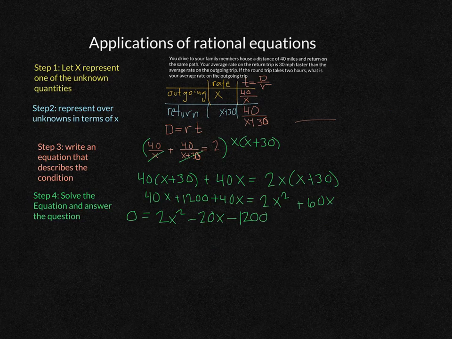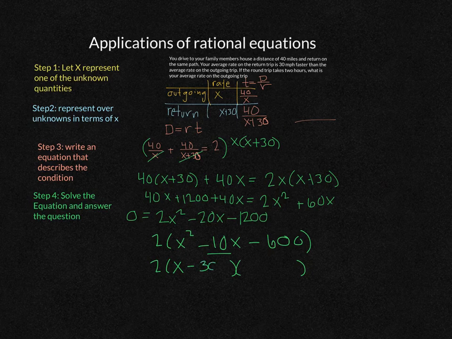From here, we just solve this quadratic equation by factoring a 2 out, and then factoring the equation. So we have x, let's see, 600 would be, 6 is 3 times 2, so 600 is 30 times 20. That is a difference of 10. So we've got x minus 30 and x plus 20. So that means that x can either equal 30 or negative 20.